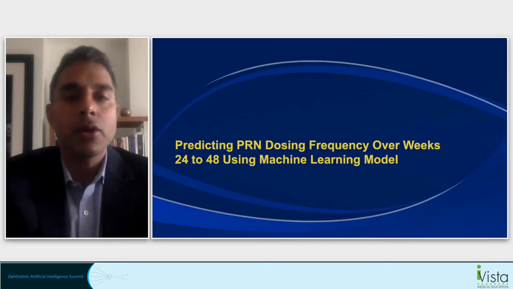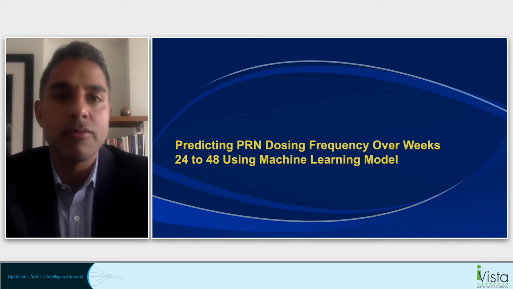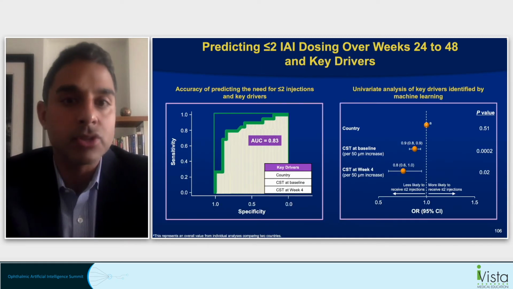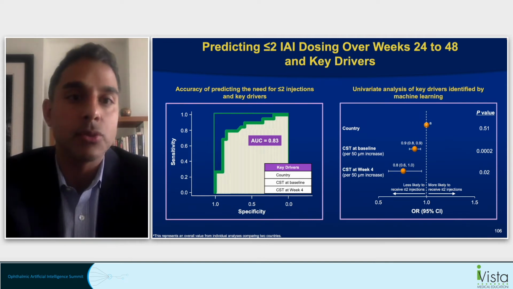So, one of the questions that a lot of clinicians have is, if we switch somebody over from a mandated monthly treatment strategy to a PRN treatment, how often are they going to need retreatments, and what's the likelihood of that?